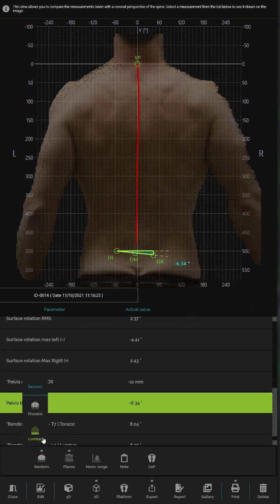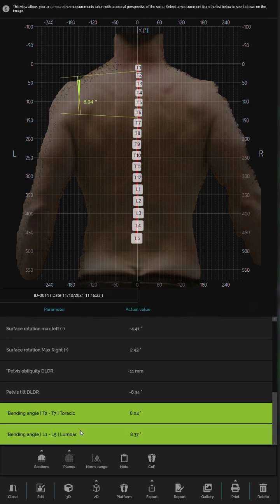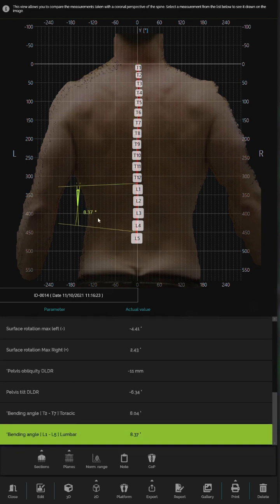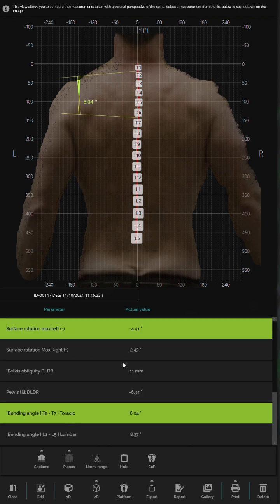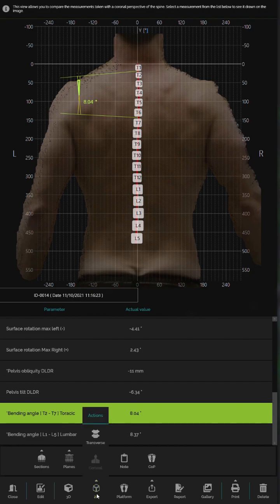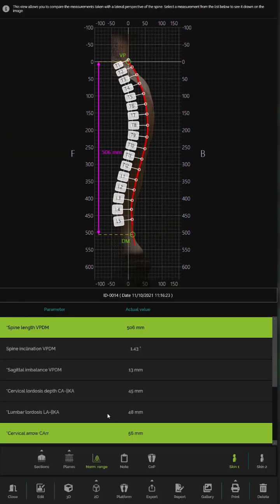He has a pelvic obliquity here. A mild imbalance, not enough to be a scoliosis, but something to keep an eye on. This can be caused functionally through muscle imbalance, etc., of course.